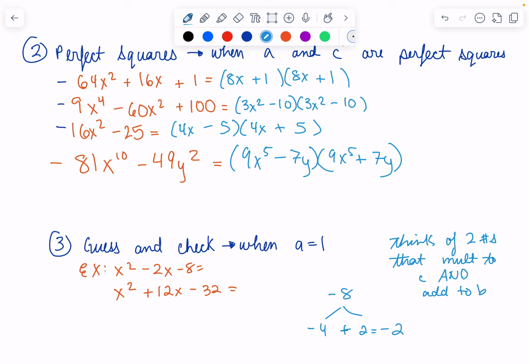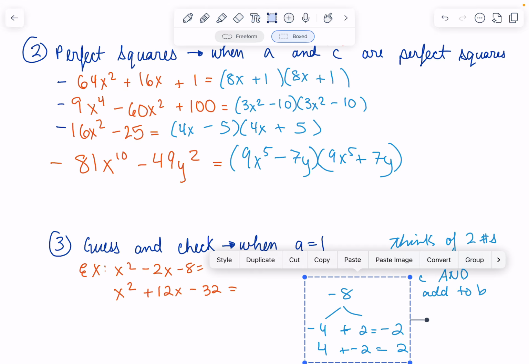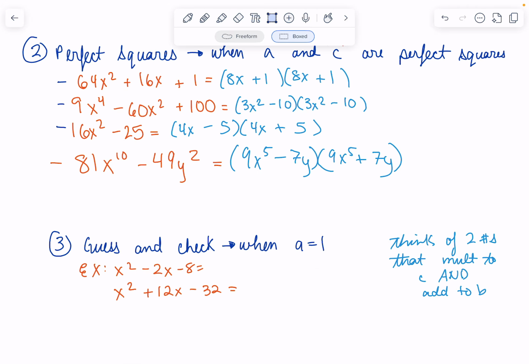Now let's say you tried positive 4 and negative 2. You get the right number but the wrong sign, so that's when you just swap signs. And so then all I have to do is take those two values, which were negative 4 and positive 2, and that would be the factored form, including the x's. Again, if you don't believe that that's correct, you could just FOIL it to check.